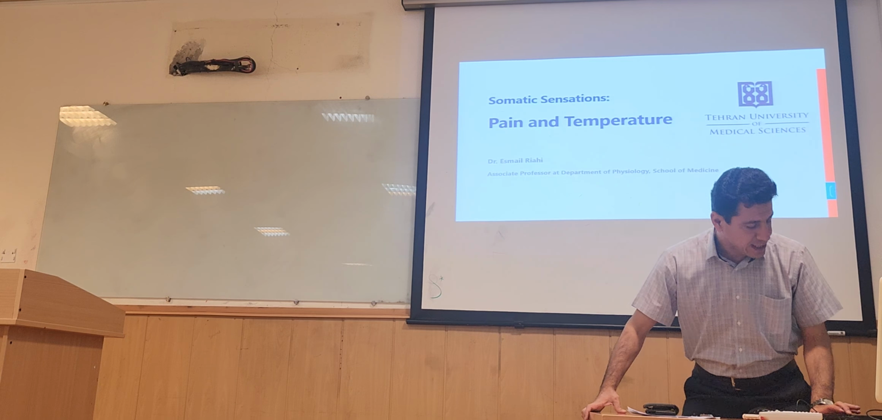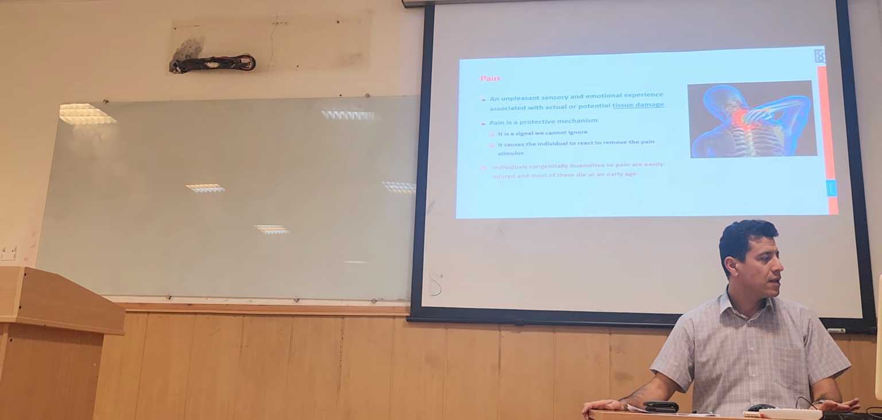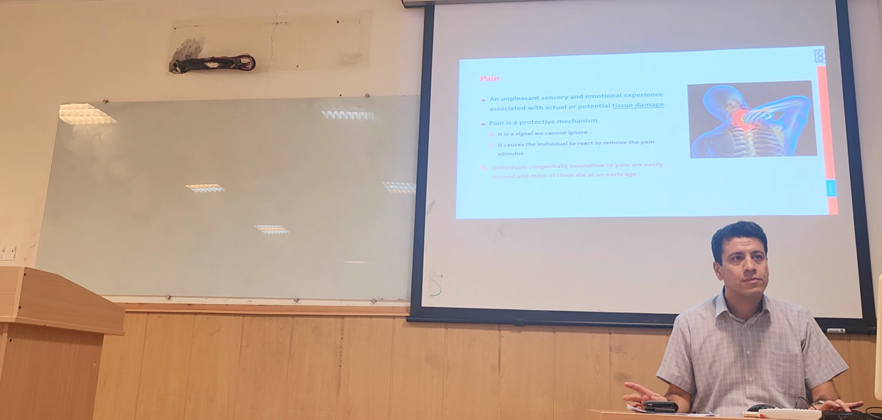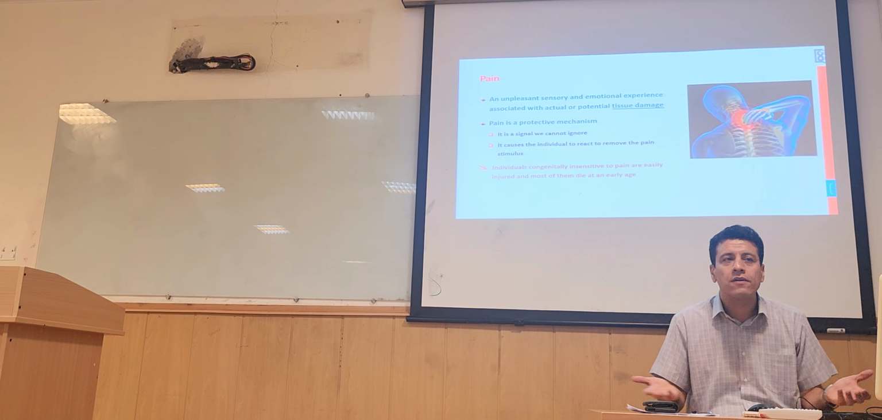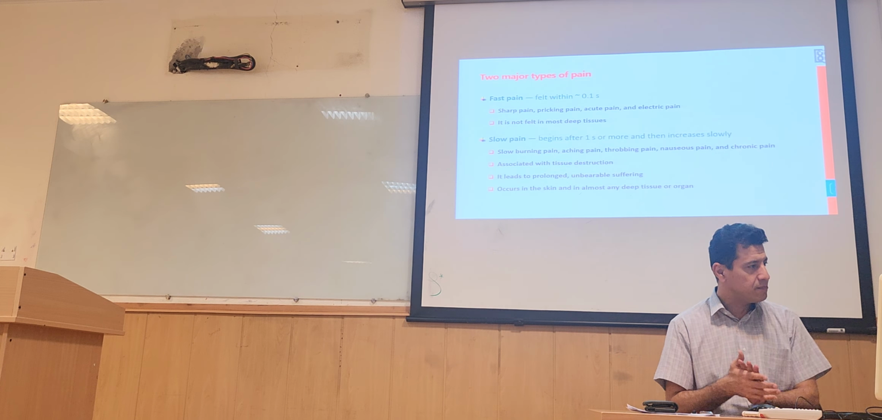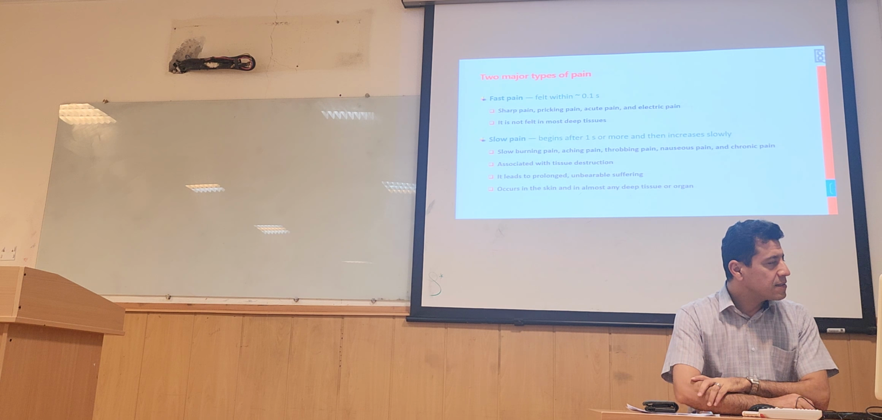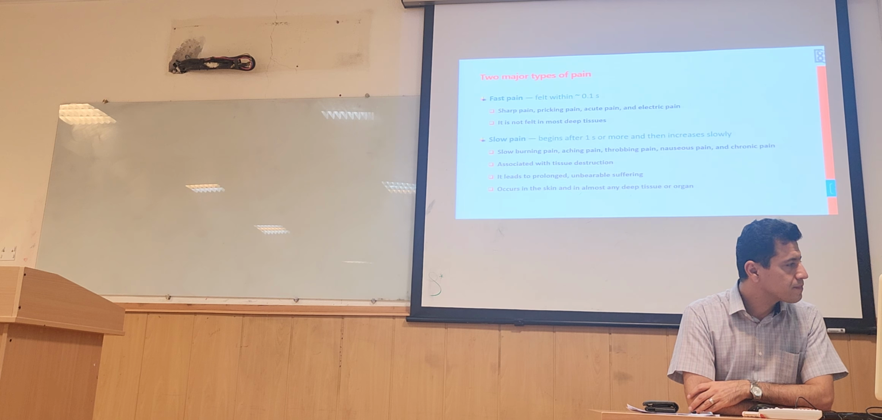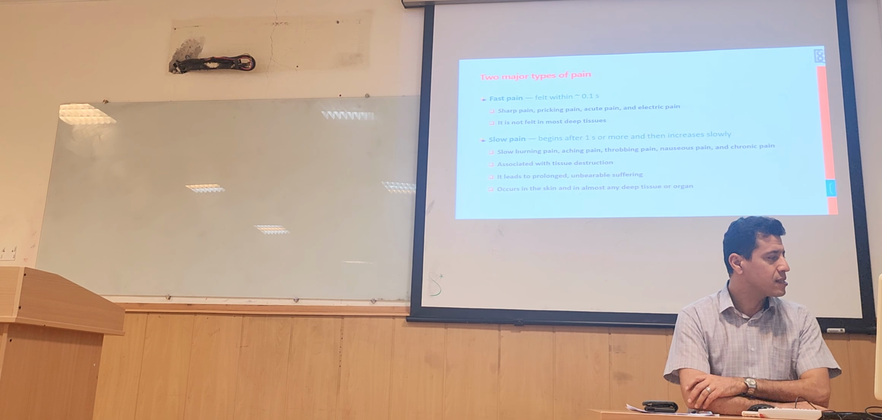Okay. Pain is a protective mechanism. That means that there is tissue damage, so something should be done for that injury. Okay, so it's a protective mechanism. So you know that we have two major types of pain that include fast pain and slow pain.